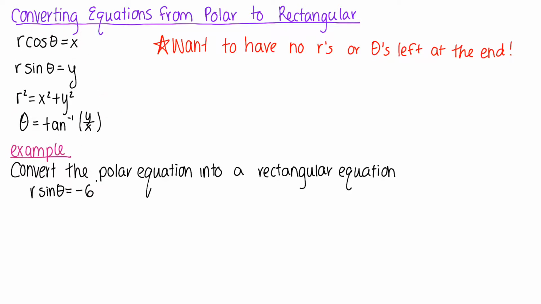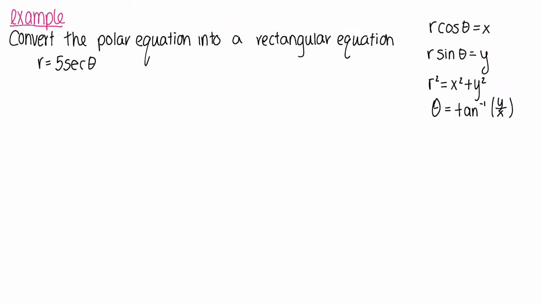So for instance, r sine theta, that's right there, that's equal to y. So y is equal to negative 6. There are no r's and no thetas left. So y equals negative 6 is that polar equation in rectangular form. Let's go ahead and try another.